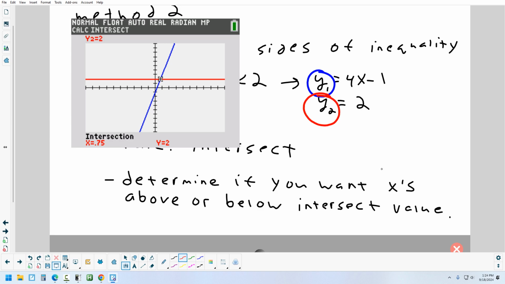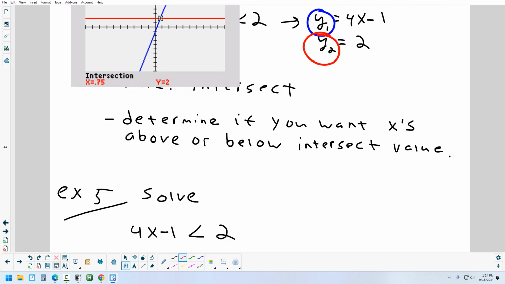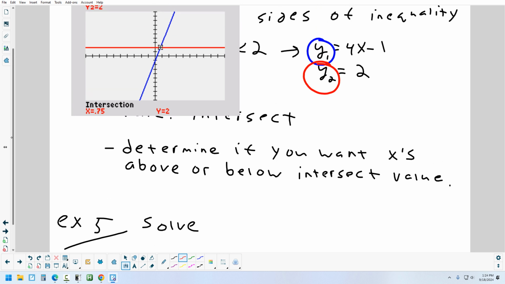Now looking at what we're solving for, we are looking for where 4x minus 1, that's the blue one, is under the 2, that's the red one. So where is the blue graph under the red graph? Is the blue graph under the red graph to the left of this point or to the right of that point? To the left. Anything to the left of that number right there. So anything to the left of 0.75, the blue graph is under the red one. And that's what they wanted you to solve for.